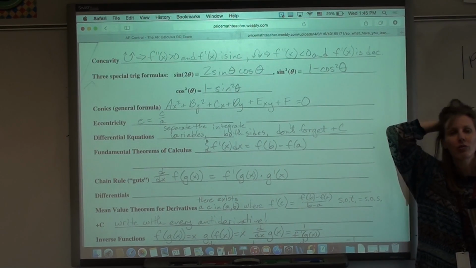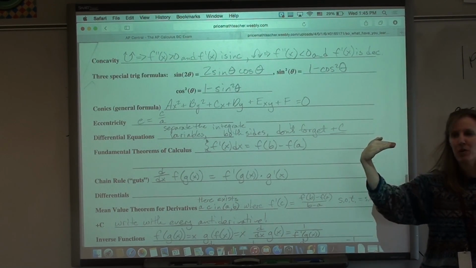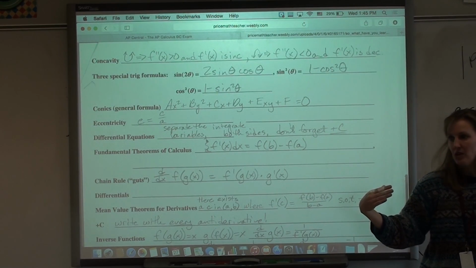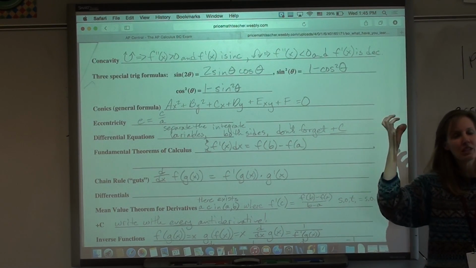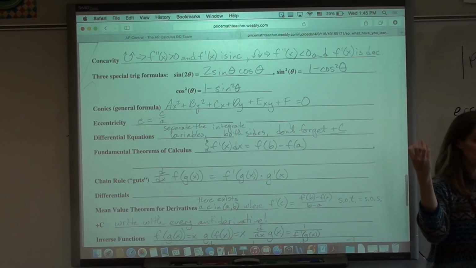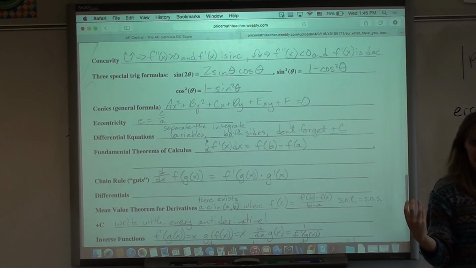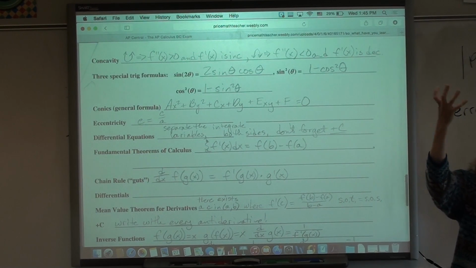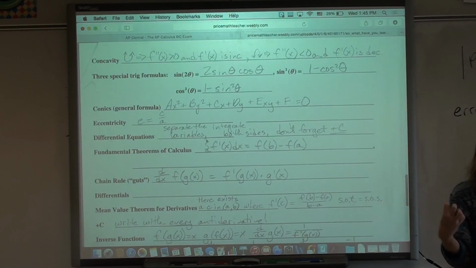Please make sure you know the relationship between f, f prime, and f double prime. Make sure that you know that when a function is concave up, it means that f prime is increasing, which means f double prime is positive. If a function is concave down, f prime is decreasing, f double prime is negative.